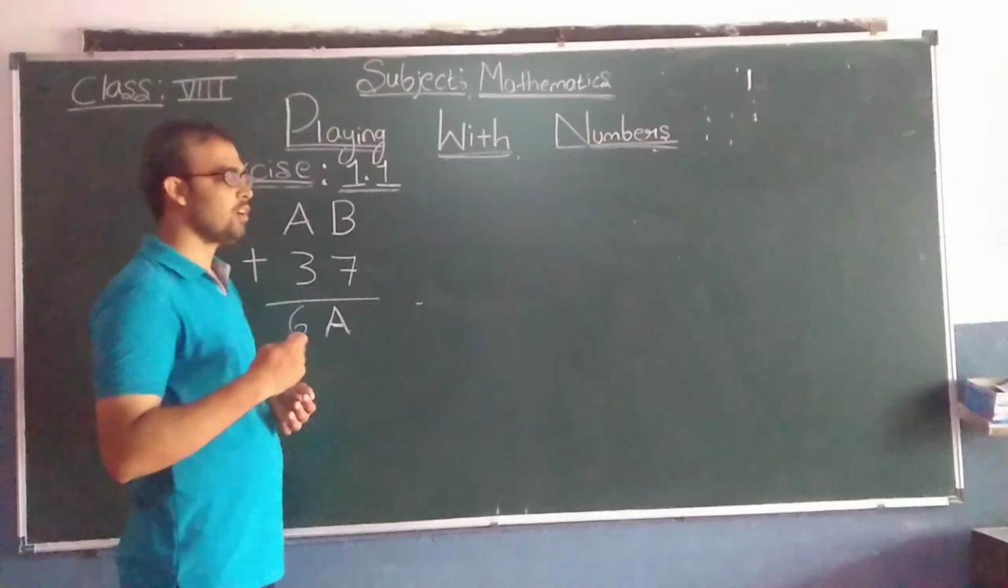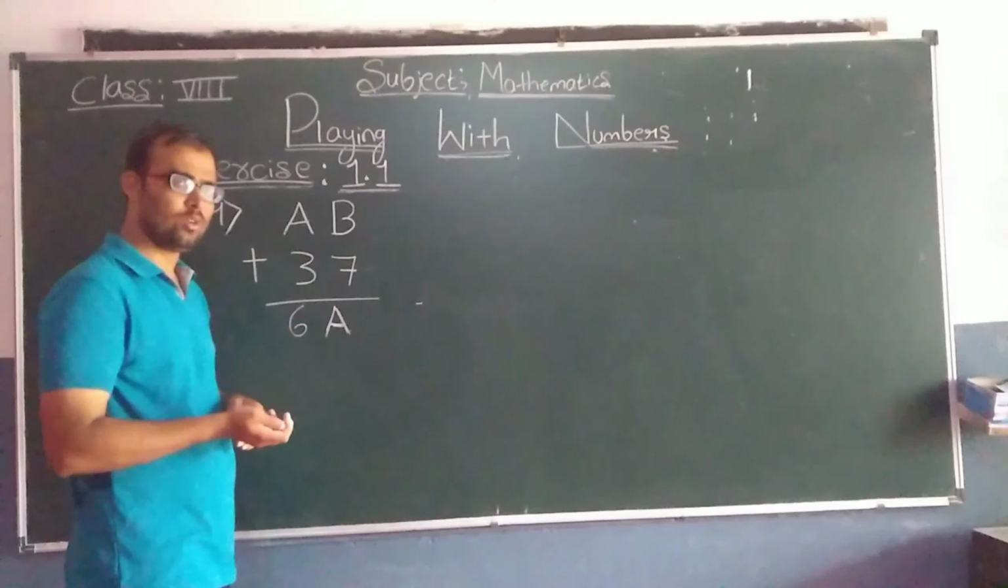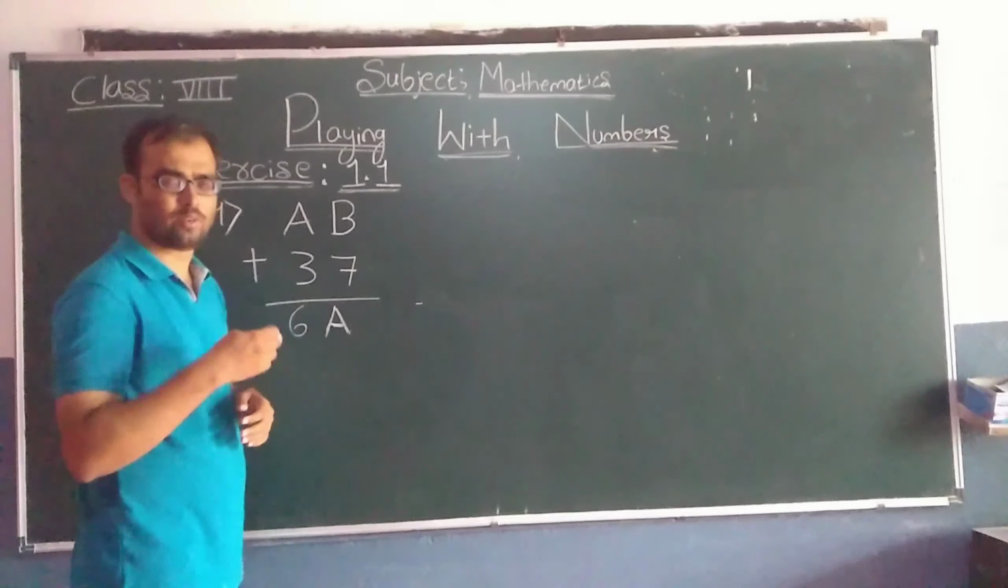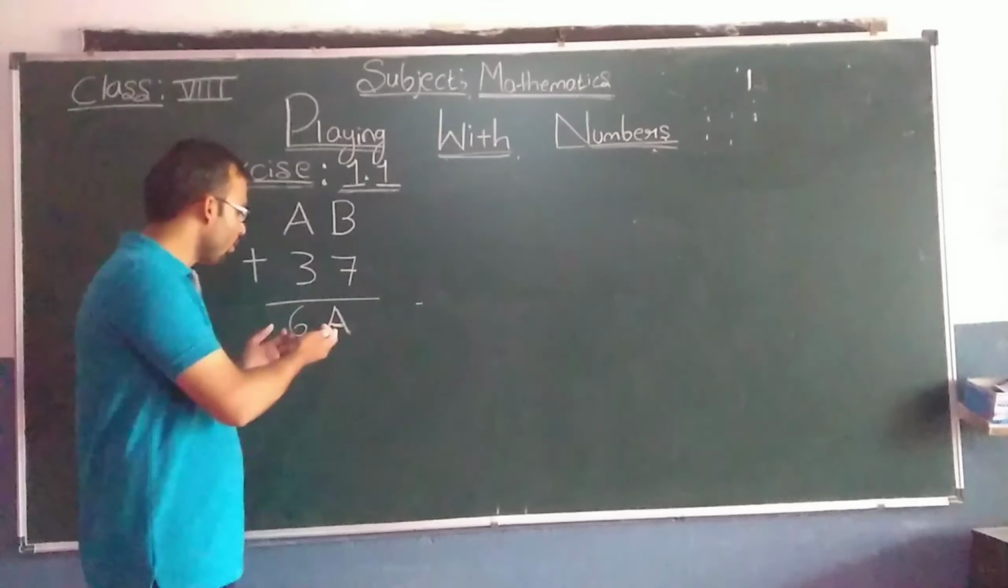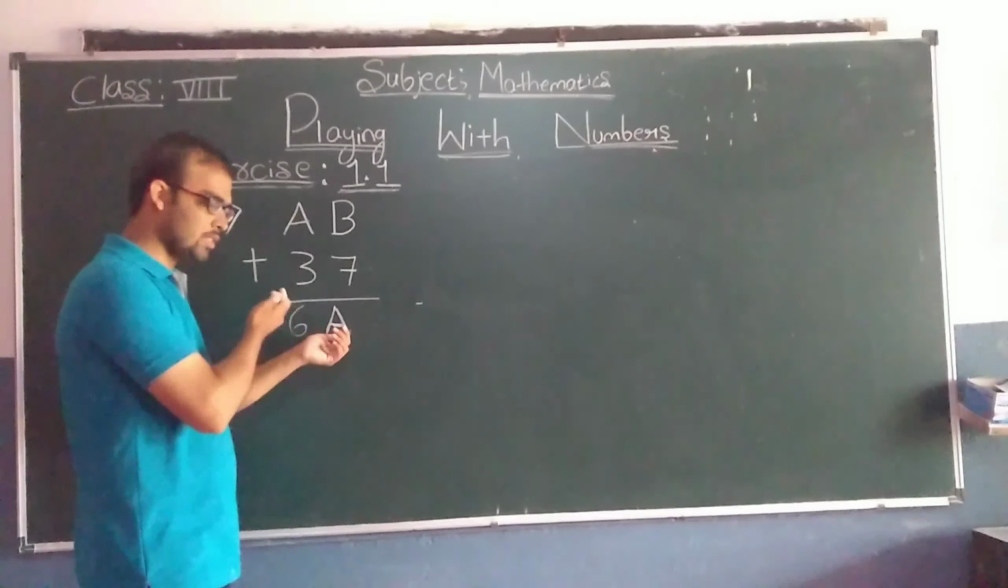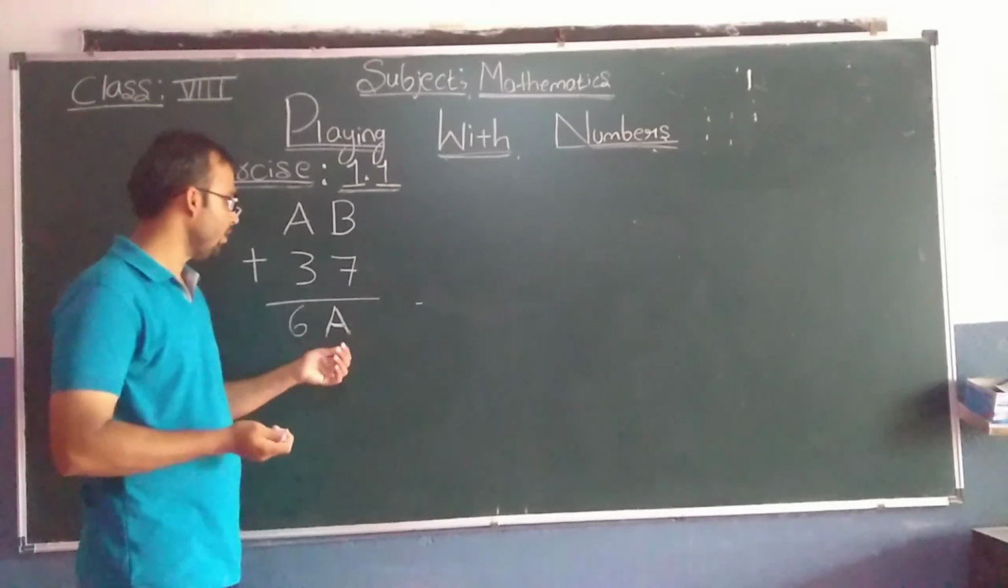So in this case, we cannot assume that the value of b is 0, or the value of b is 1, or 5 or 6. We cannot assume like that. Why? Because we don't know what the digit at ones place is.